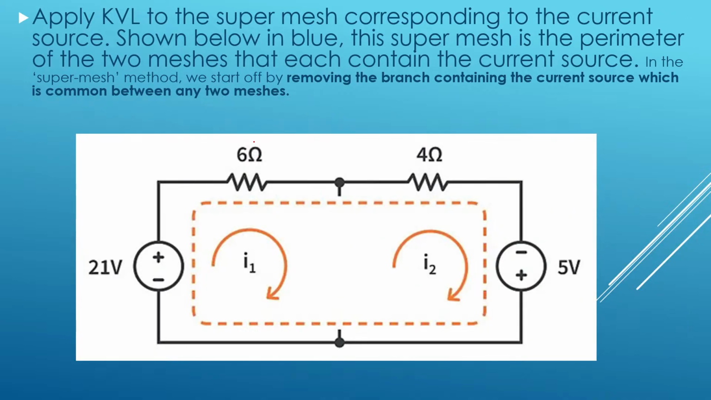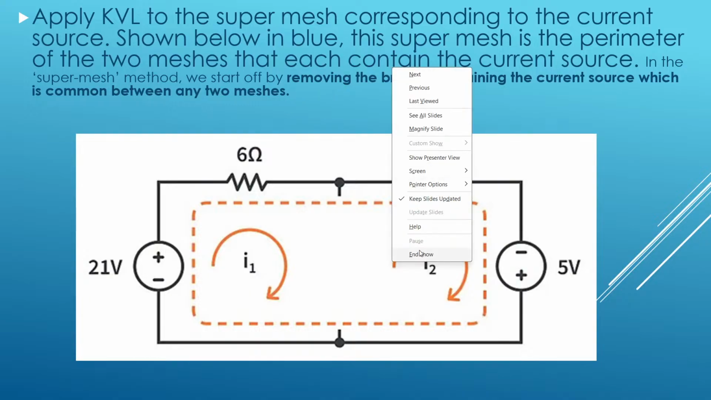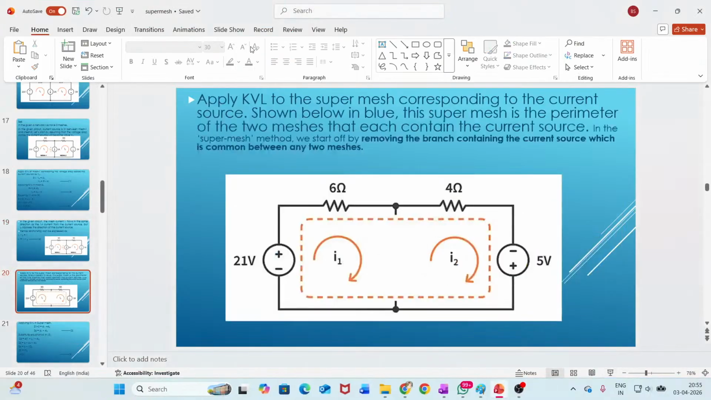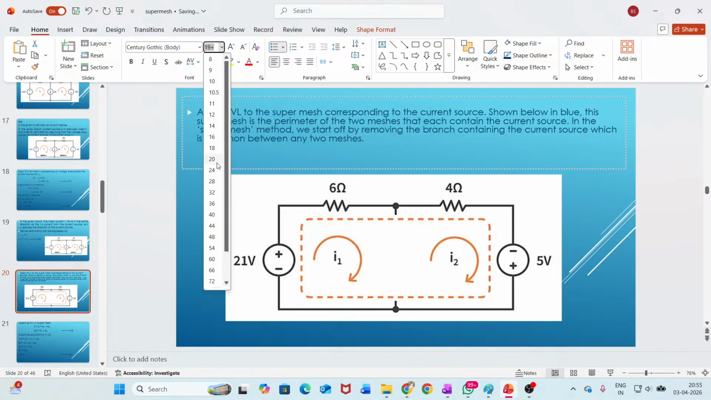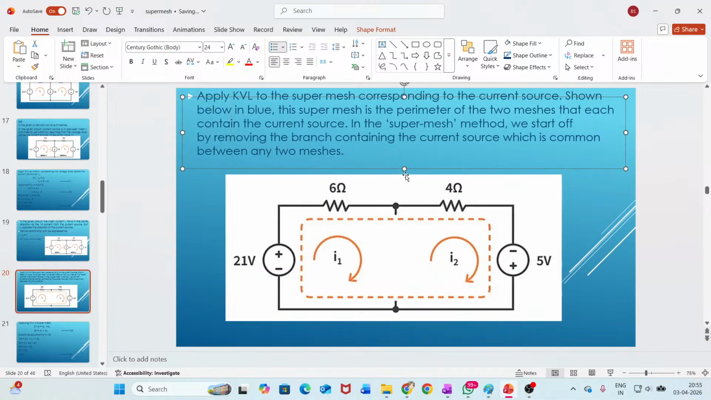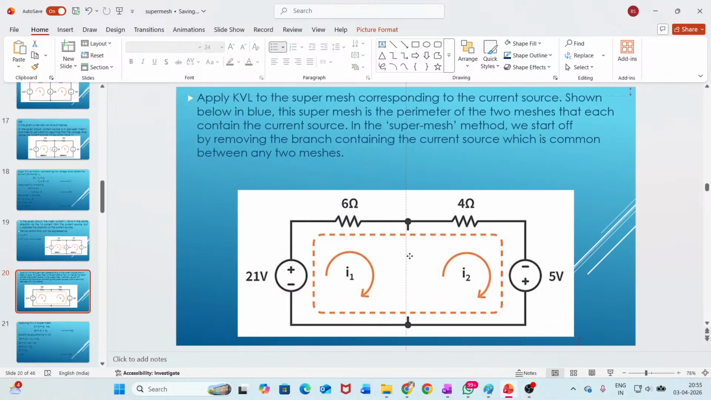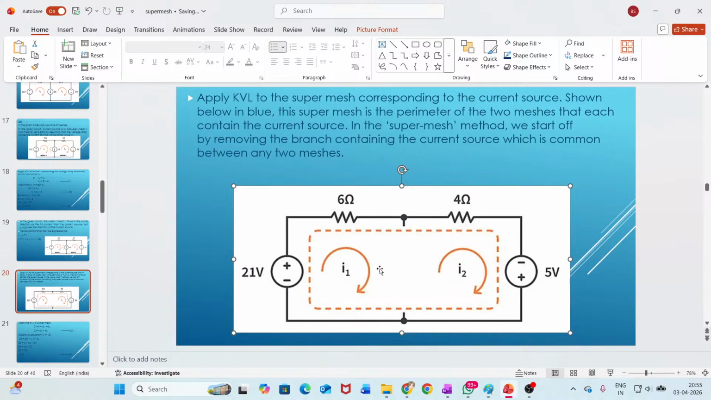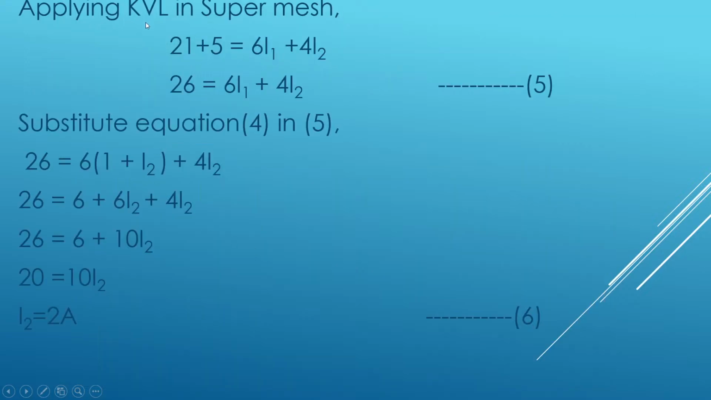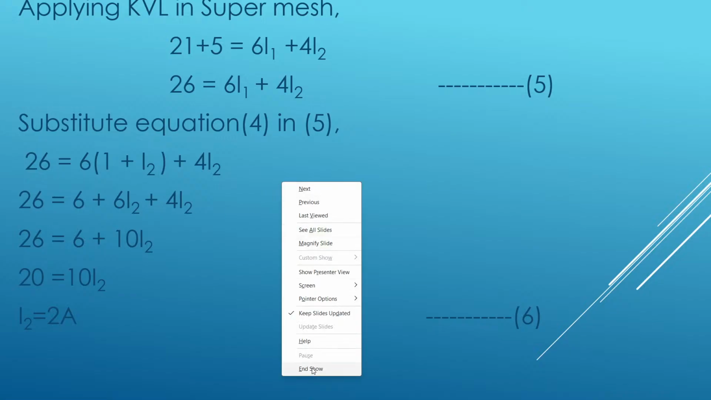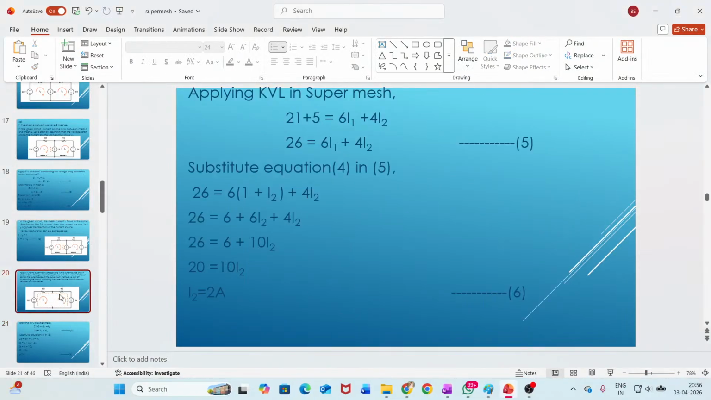Okay. So now I'm going for the supermesh method. I didn't get enough time to write and rearrange the content. So here once again I'm going for the supermesh method. I have removed the current source here and I have considered the supermesh. Now I'm going to apply KVL here and write the KVL equation. I will just copy this circuit in the next slide.